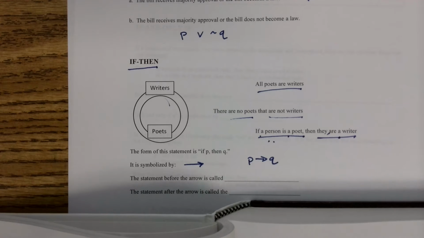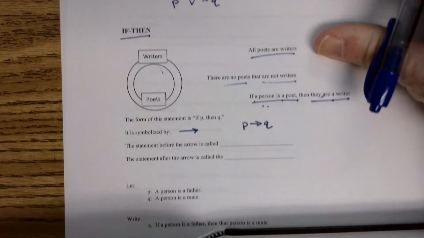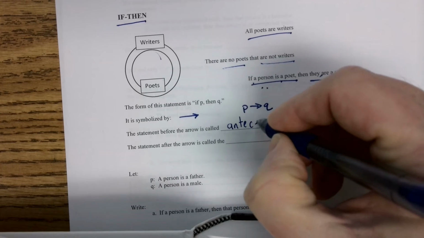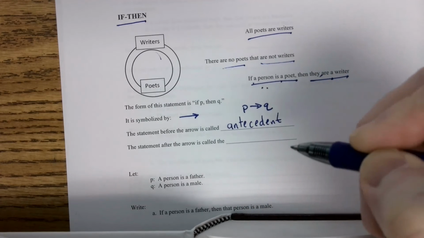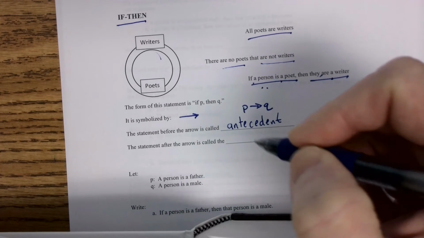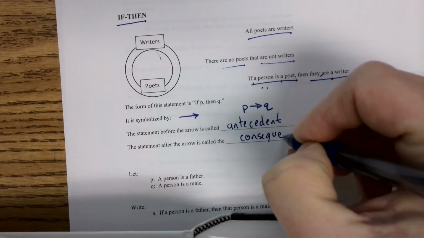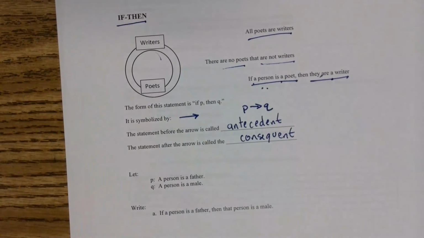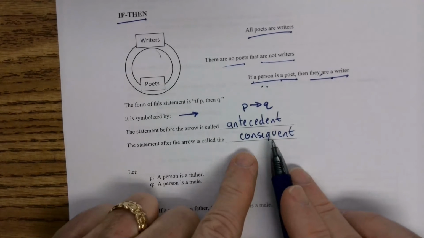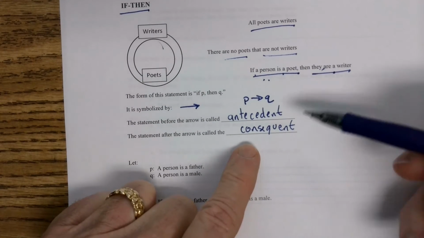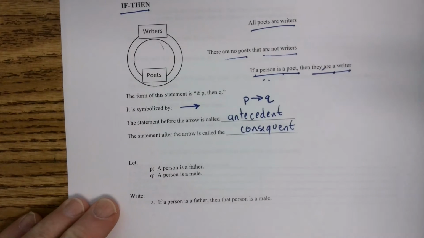Oh, no, I was wrong. The antecedent, ready? This antecedent, I don't know, spell it C-E-D-E-N-T. And the statement after the arrow is called the consequent. There's two words we will never use again. Okay. Antecedent, consequent, no big deal. We don't use those words, but you might see them in your homework. I don't think you will, but you might.